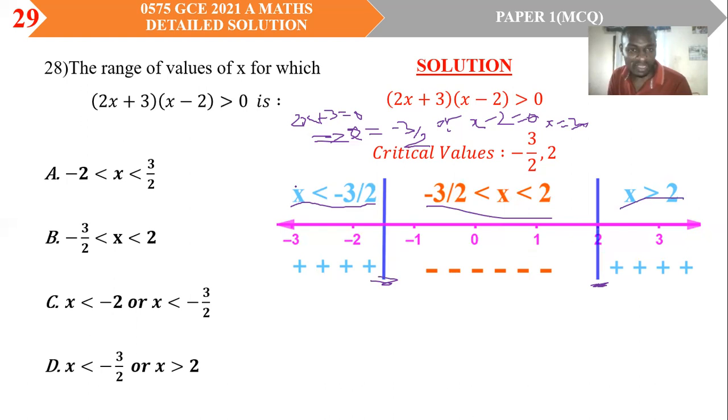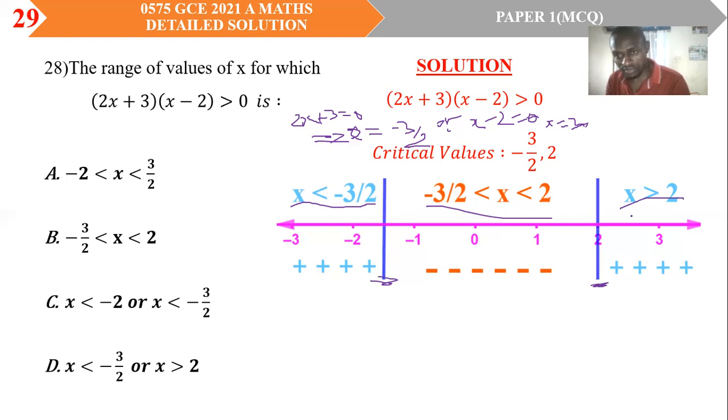Now, if we take a value of x in the region less than negative 3 over 2, let's take negative 2. Place negative 2 here. 2 times negative 2 is negative 4, plus 3 is negative 1. Negative 2 minus 2 is negative 4. Negative 1 times negative 4 is positive. That is why you see these positive values.